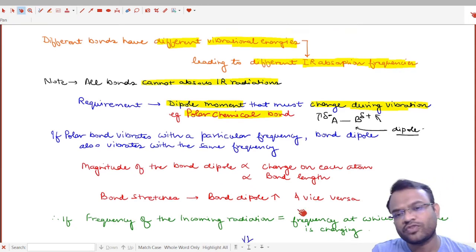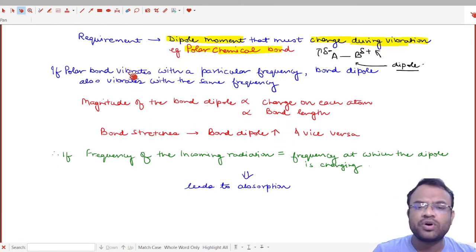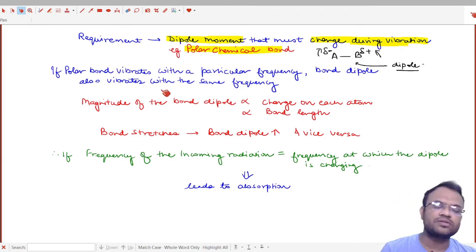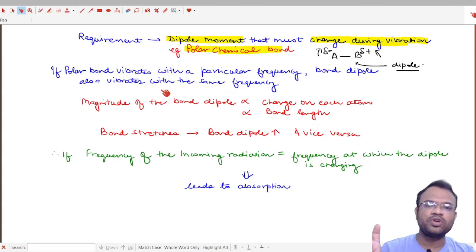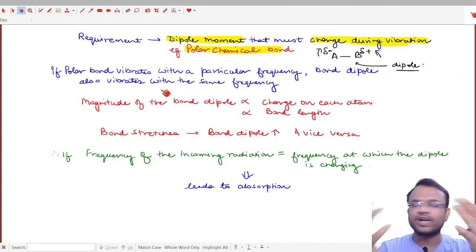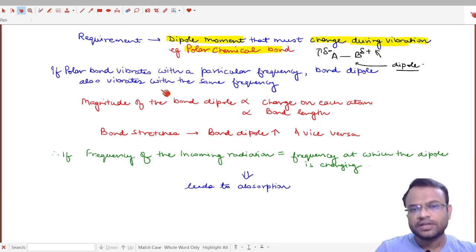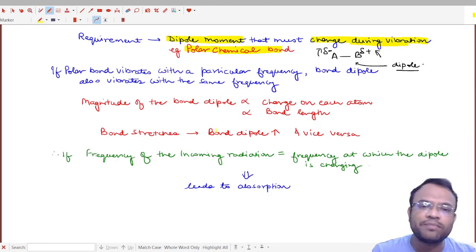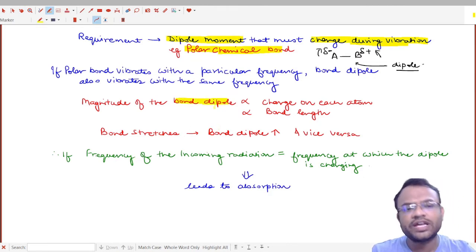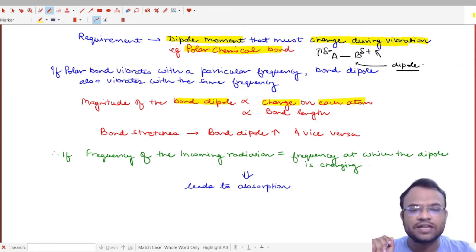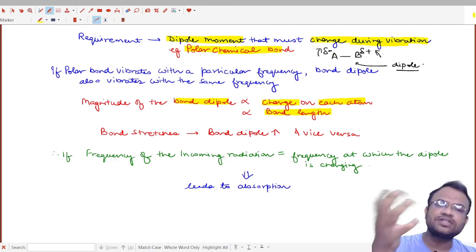Okay, now let us move forward. If the polar bond vibrates with a particular frequency, the bond dipole should also vibrate. This is obvious. If a bond is polar and it is vibrating, suppose it is undergoing stretching vibrations, so definitely the dipole should also vibrate, and when the dipole is vibrating with the same frequency, the dipole would lead to change, right? So how can you calculate the magnitude of the dipole? The magnitude of the dipole basically depends upon two things. First is the charge on each atom, and the second thing is the bond length.